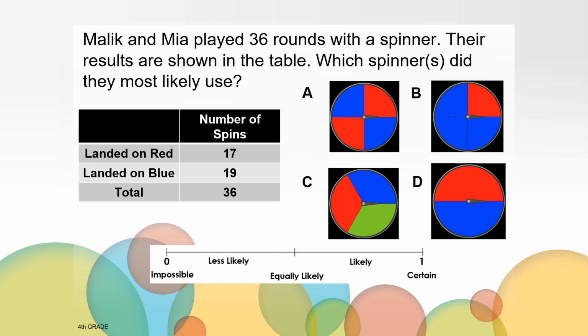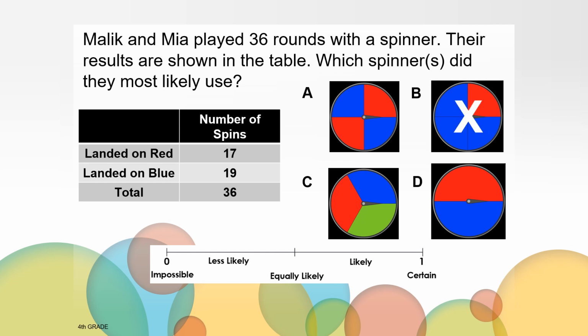Here's how I thought about it. First, I looked at the table and I noticed that the number of red spins and the number of blue spins are very close. That means I'm looking for a spinner where the area of the red and the area of the blue are almost the same or the same. So I looked at the spinners again. I know right away that spinner B doesn't make sense because this spinner has a lot more blue space than red space.